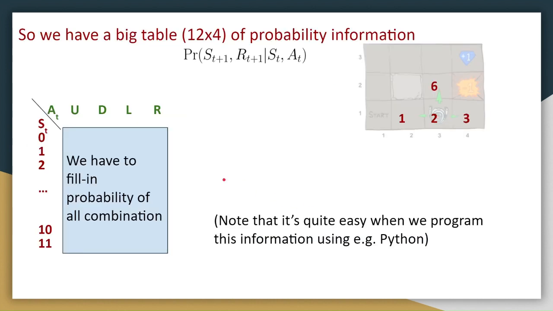So if you have to write this environment in your program, for example in Python, you have a numpy array of all the possibilities of 12 states and 4 actions, and you have to fill in the information.